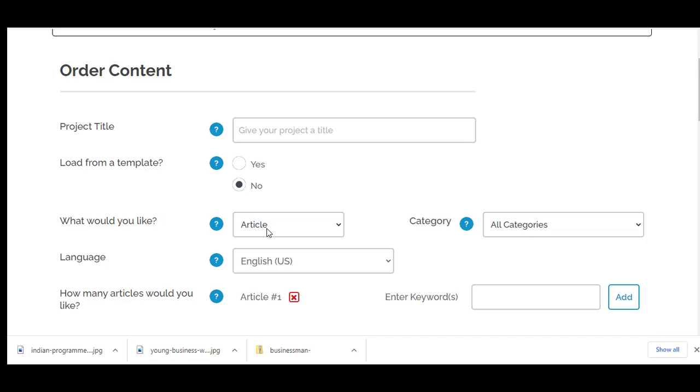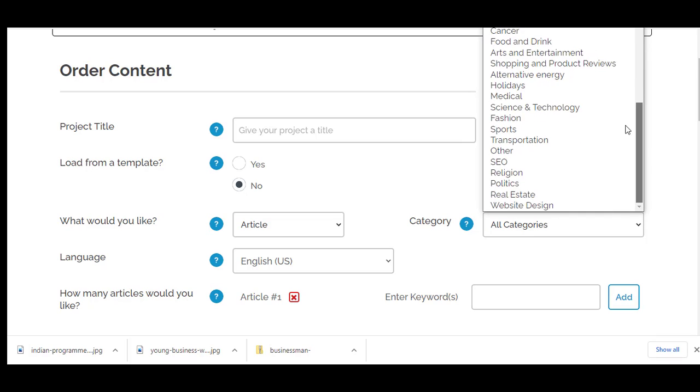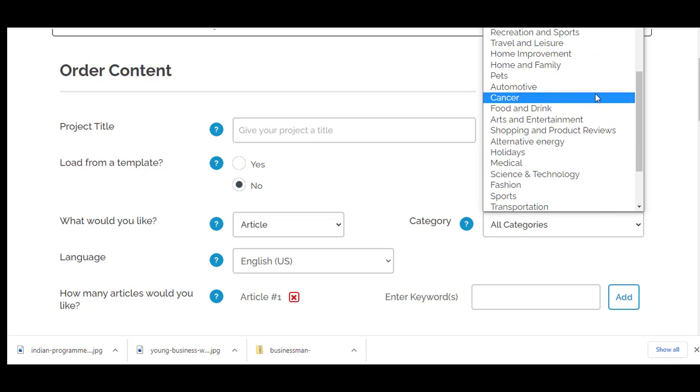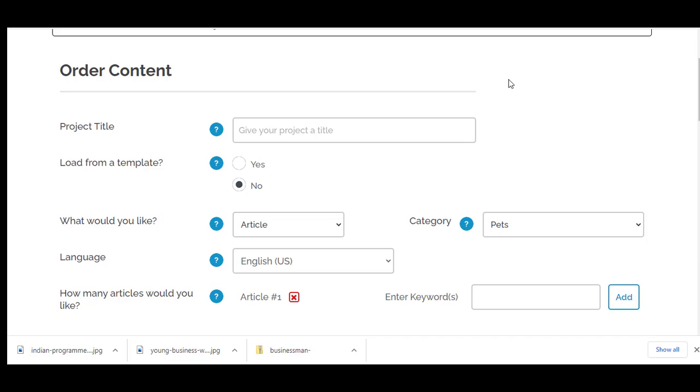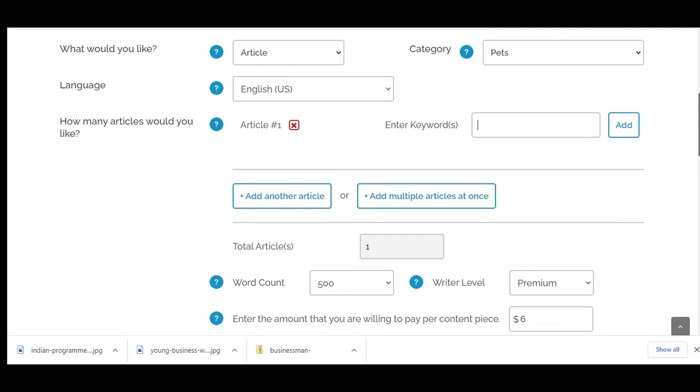You want someone to write a fresh article for you, or rewrite an article that already exists? You can pick from the categories here. For example, I want someone to write about pets for me. How many articles would you like? I can pick here one, two, three, four, five, as many as I like. And I would enter here the keywords that I want in this article and click add.